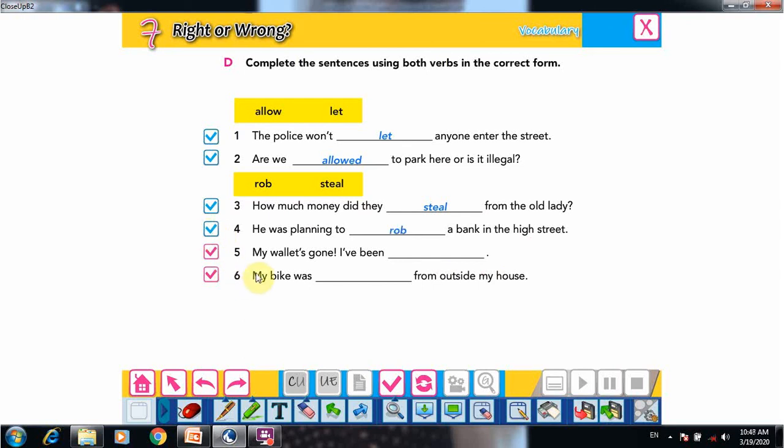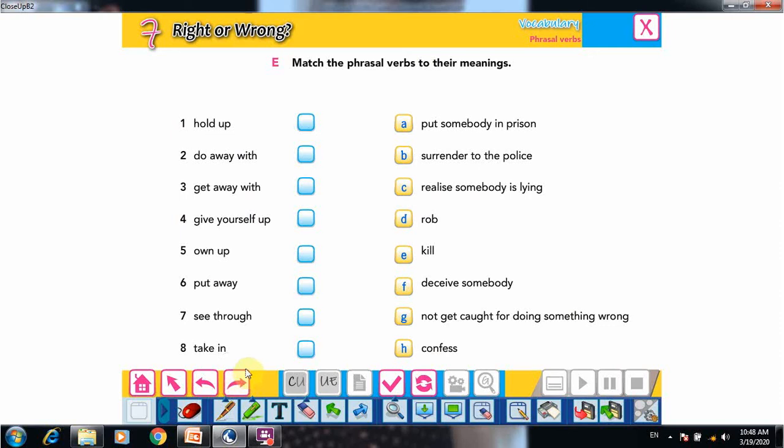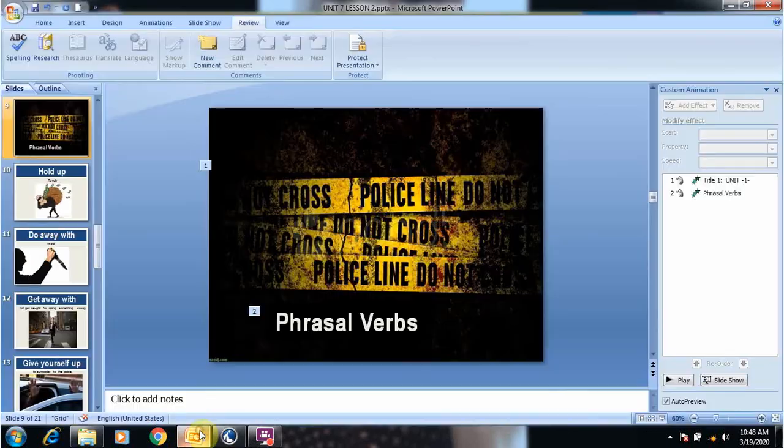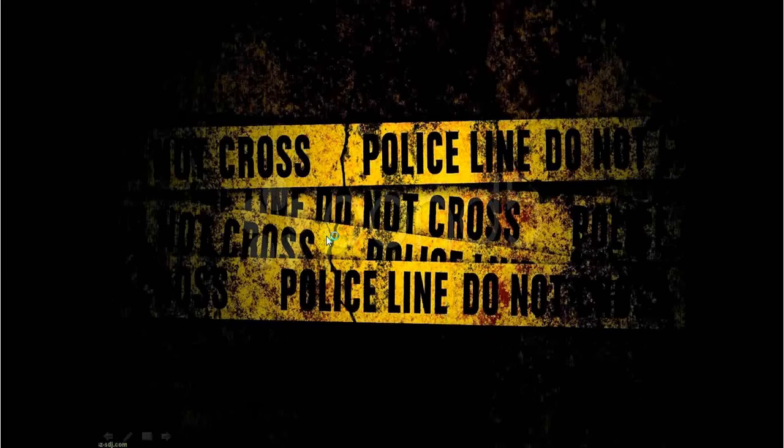Drop. My wallet's gone. I have been robbed. Very good. My bike was stolen from outside my house. Of course, it was stolen. Now, before we answer this exercise, because this exercise is related to the phrasal verbs, let's take the phrasal verbs first.